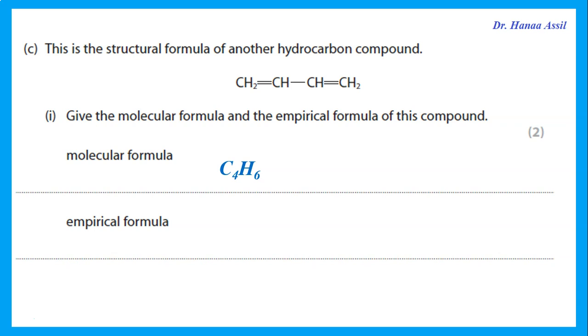Now, what is the empirical formula? It is the formula showing the simplest ratio. So instead of saying C4H6, I can simplify this ratio and divide through by 2, so this would be C2H3. That is the empirical formula.